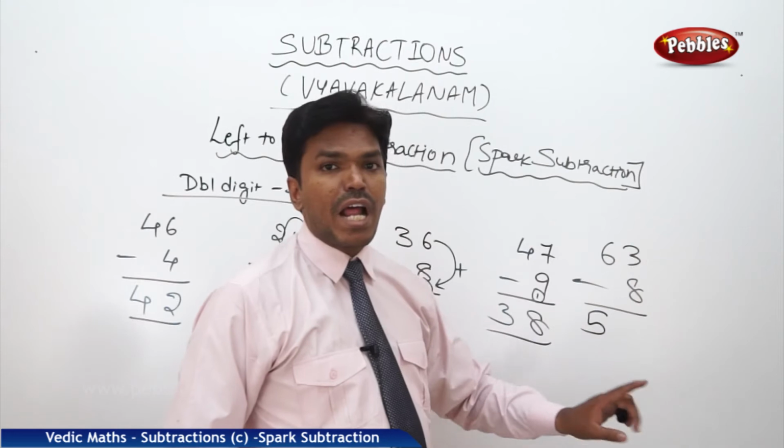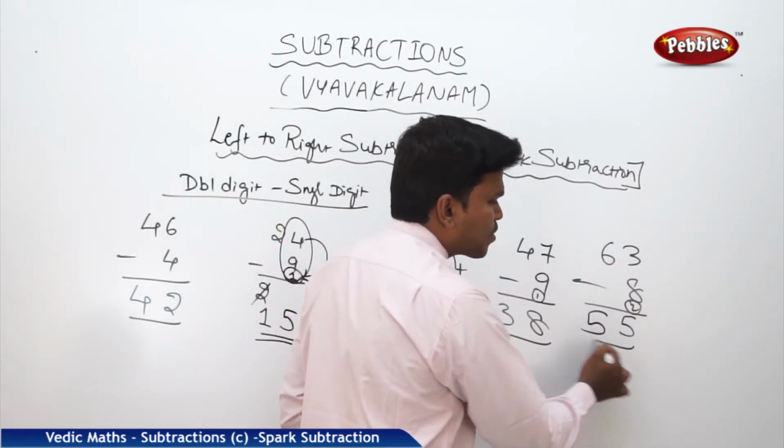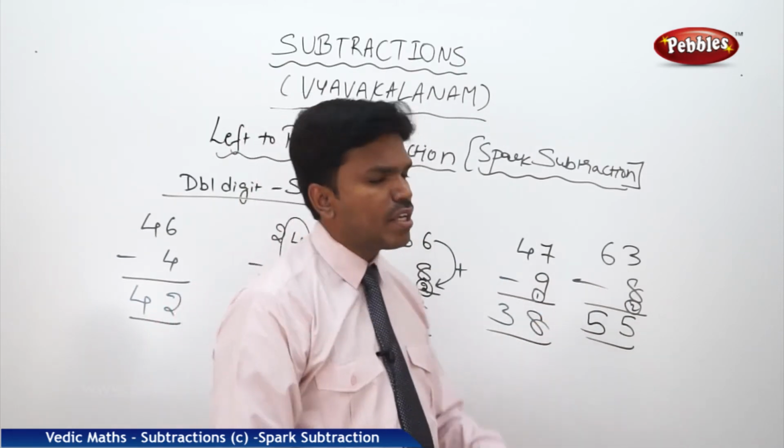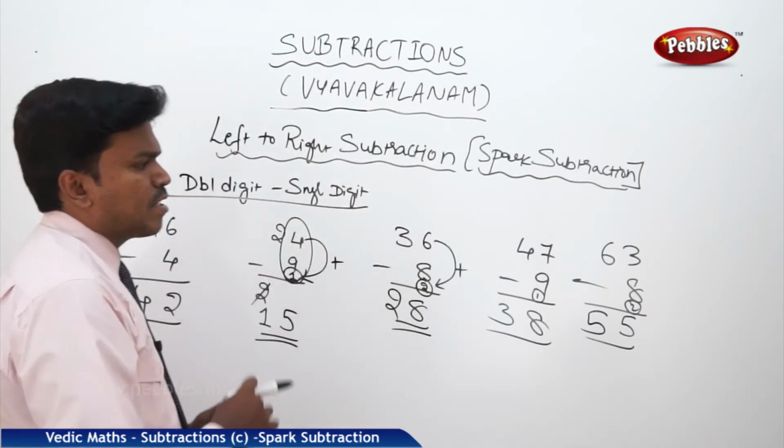So bring the above number and add to the below number complement, that is 3. The below number complement is 2, so 3 plus 2 is 5. So my answer is 55. So like this we can do double digit minus single digit.